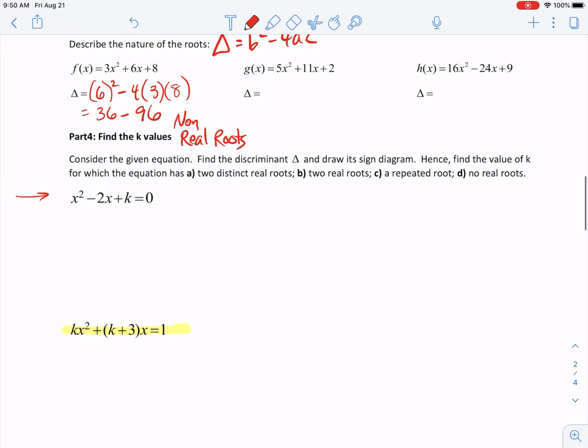That kind of stuff. So what we need to do is look at the discriminant, which is b squared minus 4ac. So the discriminant is equal to negative 2 squared minus 4, where a is 1 and c is k. And so we have the discriminant is equal to 4 minus 4k.